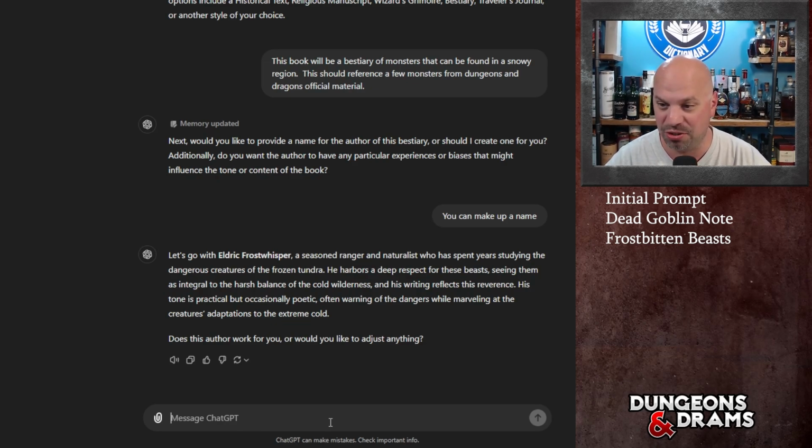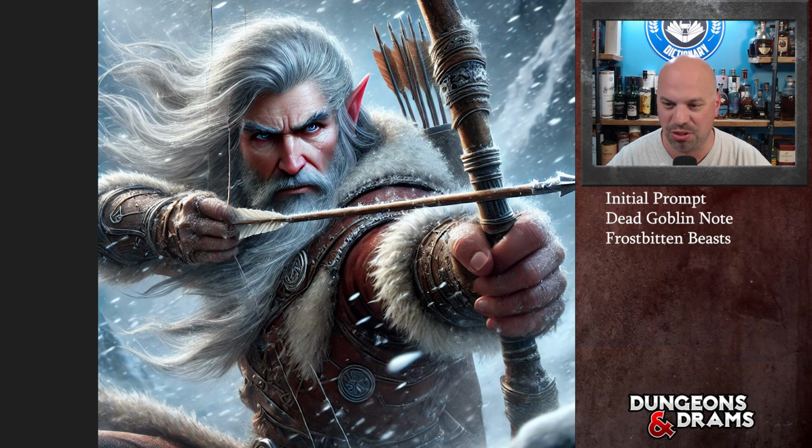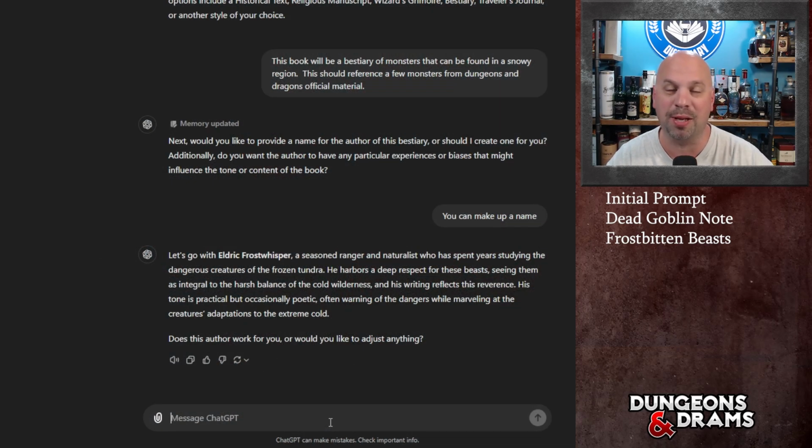So they're a seasoned ranger and naturalist who has spent years studying the dangerous creatures of the frozen tundra. He harbors a deep respect for these beasts, seeing them as integral to the harsh balance of the cold wilderness. I think that's actually pretty good, because that's going to be a certain tone that they're going to give to the book. This guy probably respects the animals rather than just wants to hunt them. I think this is great.